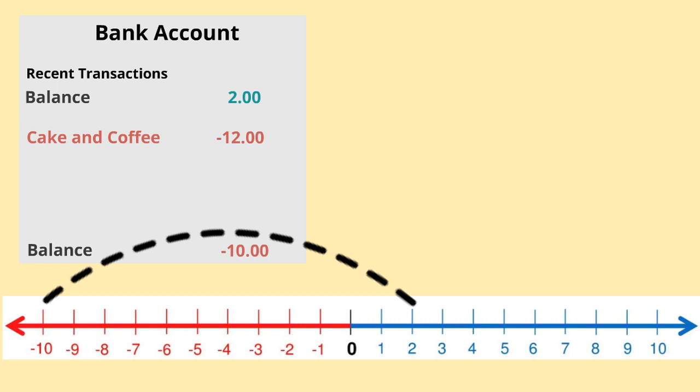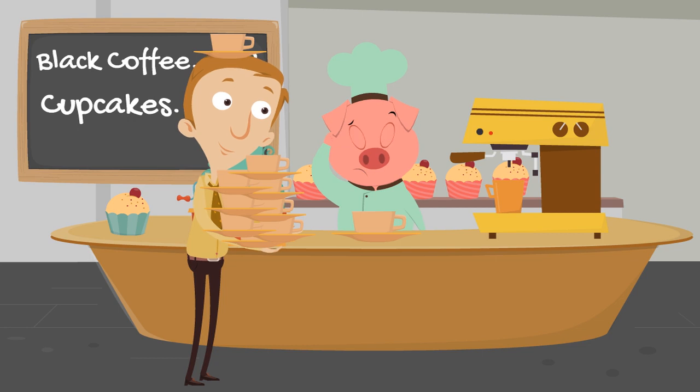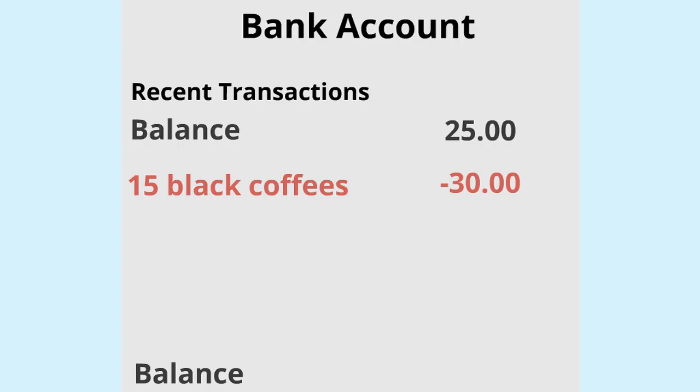So now that you understand what's going on, let's try it with slightly bigger numbers. Take a look at my new bank account for the end of the month. I started out the month with 25 euro, but I bought an awful lot of black coffees throughout the month, 15. They cost me 30 euro, which is more than I had. So what's our new balance? How much do I owe the bank?